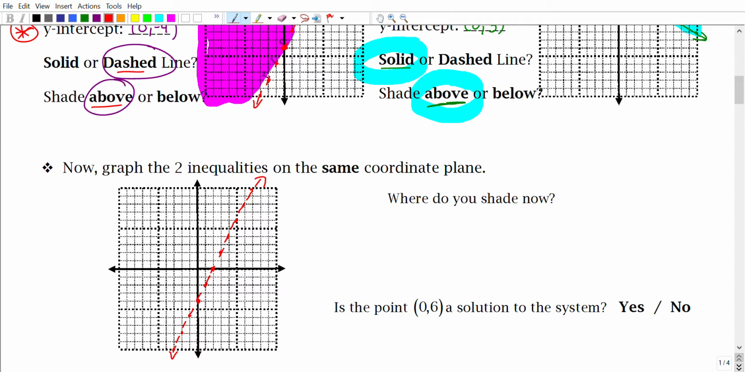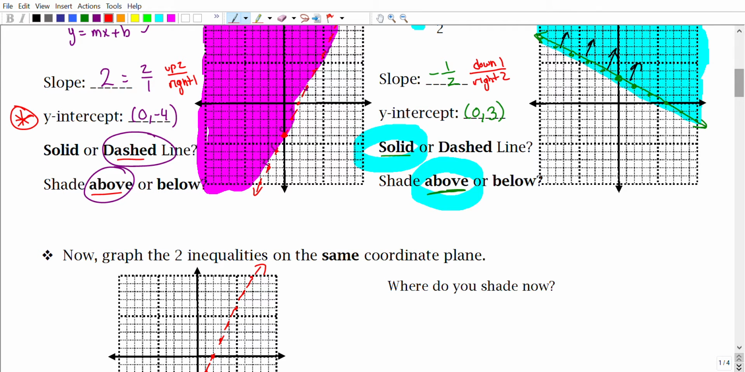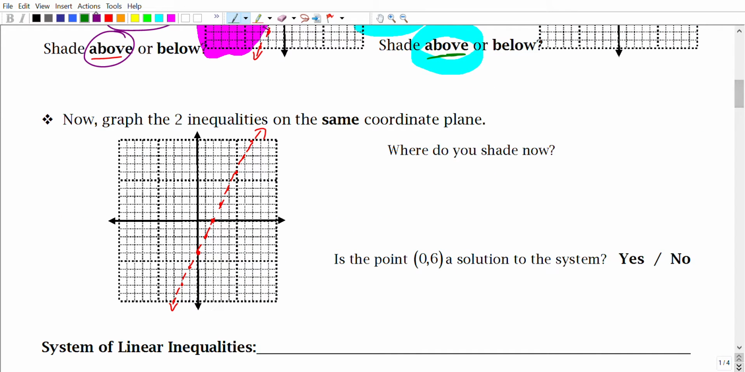All right, now I'm going to go ahead and graph this other one. So I had a y-intercept of (0, 3), and then my slope was -1/2. So let me do that one in green. Okay. And remember, on this one we had a solid line, so you can draw a straight line through that whole thing, through every single one of those points.